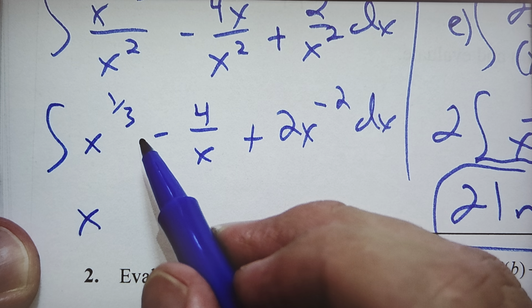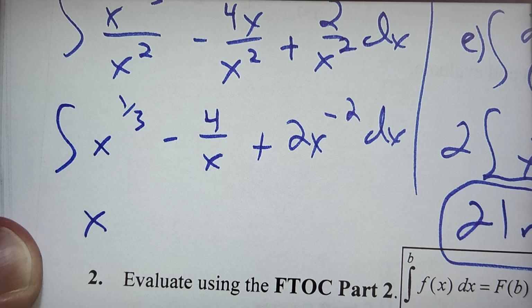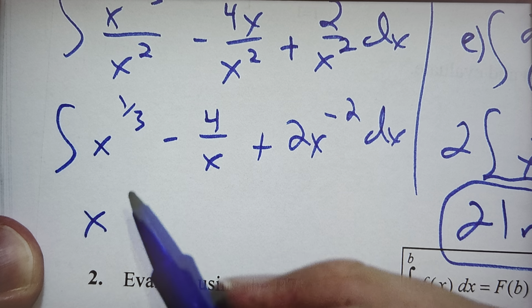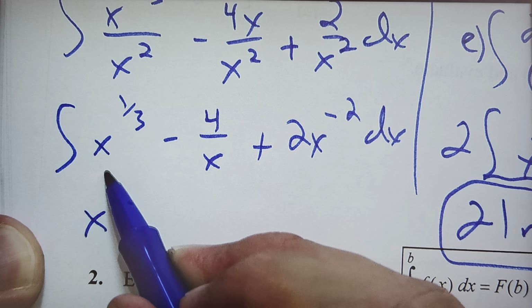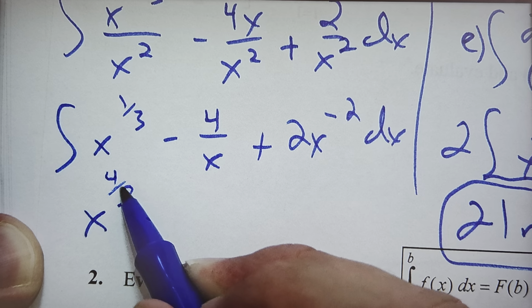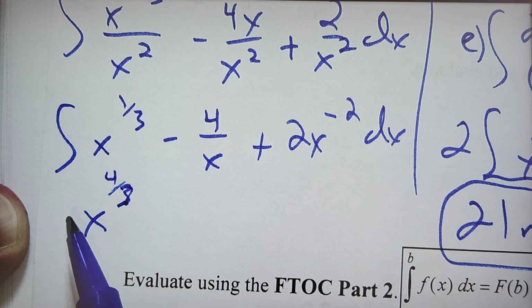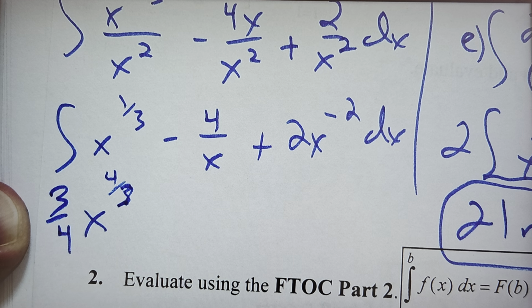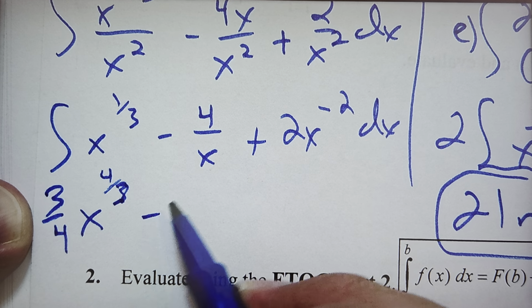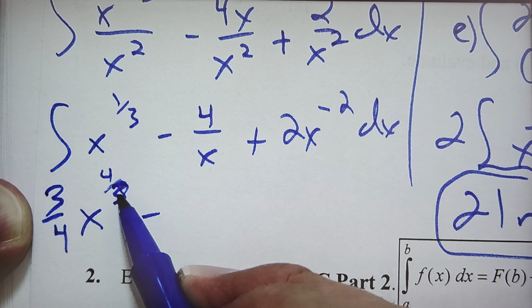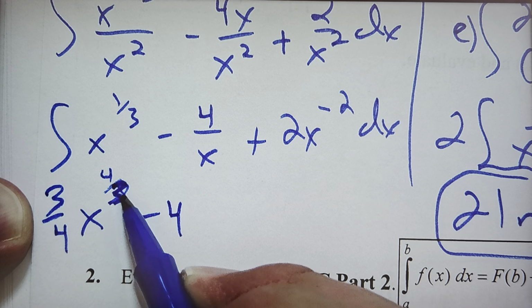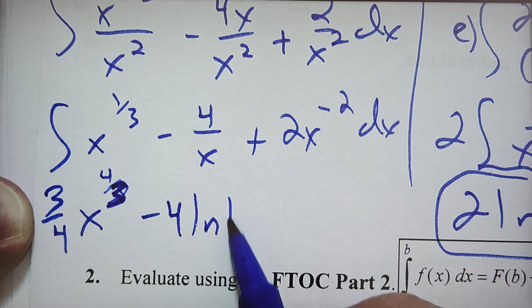No. Oh, I'm sorry. What'd you say? 1/4 x to the 4 thirds. Almost. So 1 plus 3 is 4. So the power goes up by 4. I'm sorry, up by 1. And then I divide by the new power, which means multiplied by the reciprocal of it. So 3/4. What's this, of course? -4 natural log of absolute x.